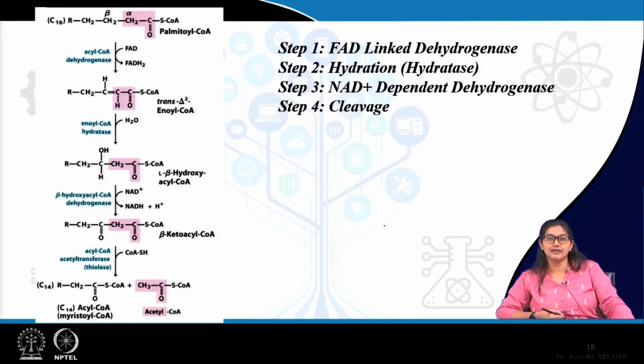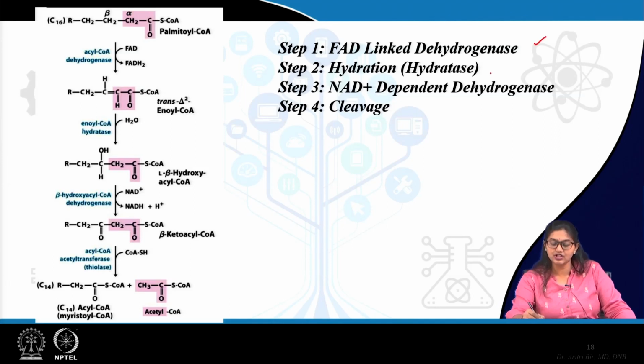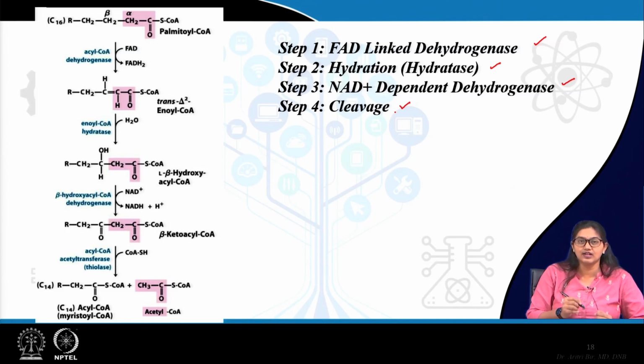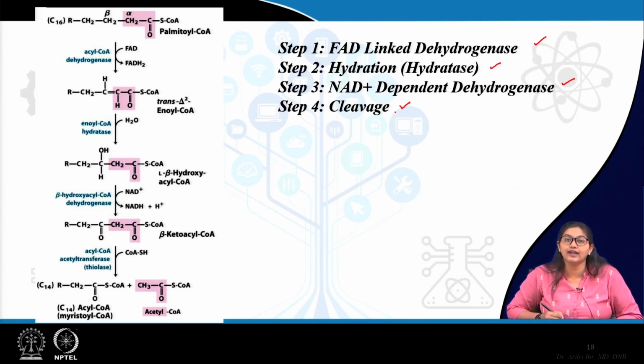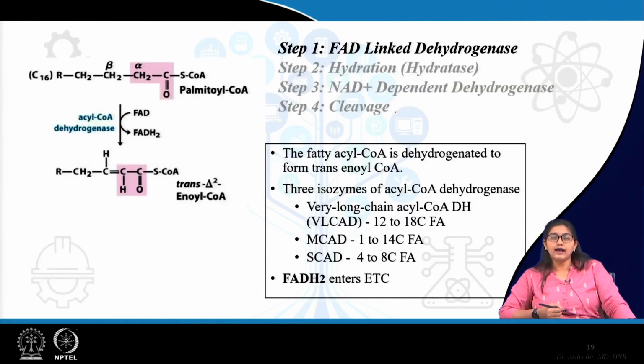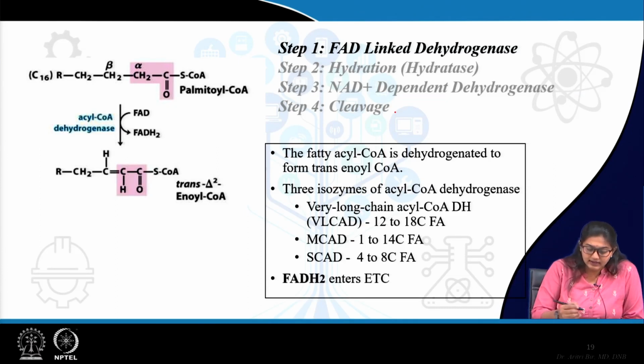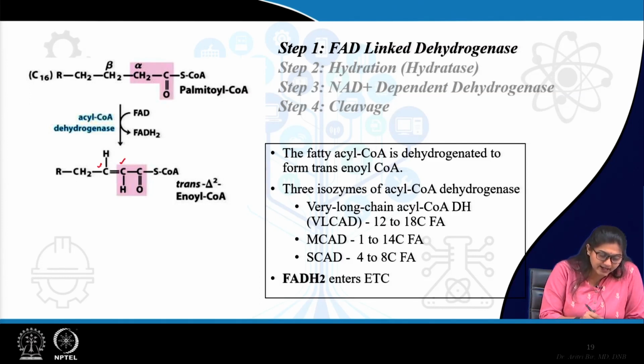Now, let us see step by step. As I told you, there is dehydrogenation, hydration, again dehydrogenation, and finally thiolytic cleavage. These are the enzymes related to the steps: FAD linked dehydrogenase, hydratase, then another dehydrogenase which is NAD linked dehydrogenase, and finally thiolase for cleavage. Now, let us discuss one by one. What is the FAD linked dehydrogenase doing? It is causing dehydrogenation and introduction of one double bond between the alpha and beta carbon.